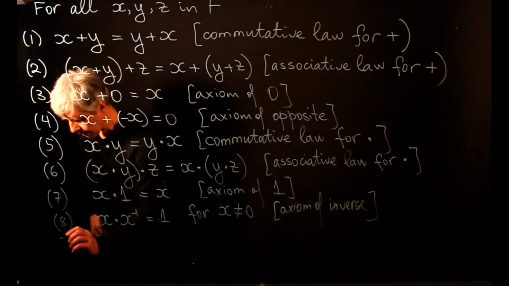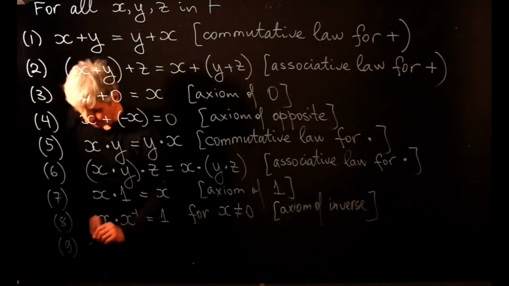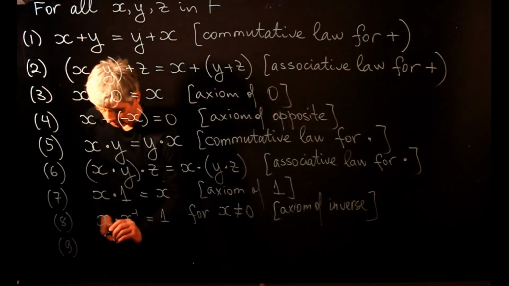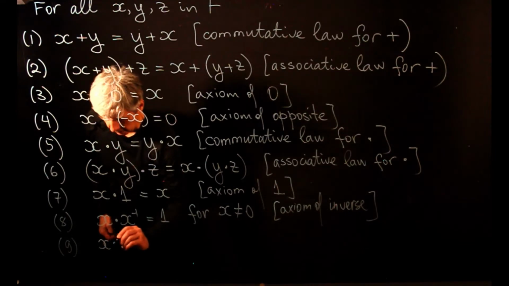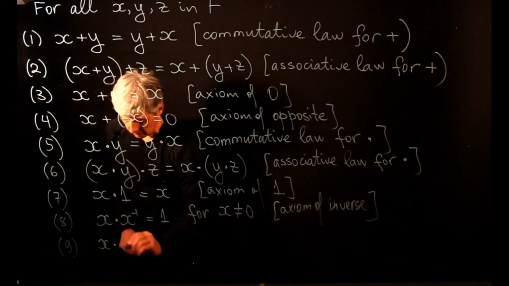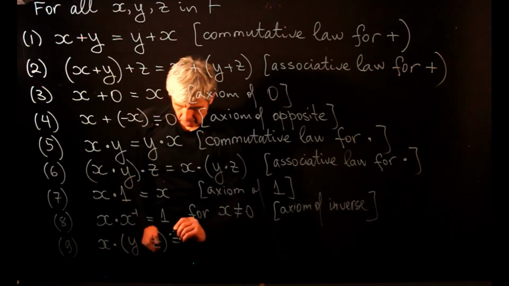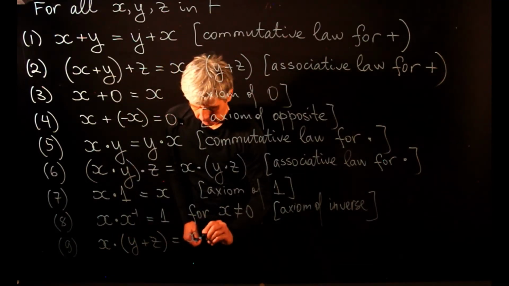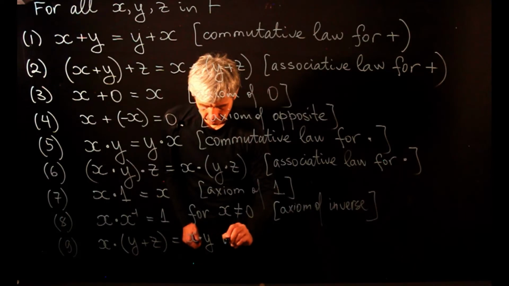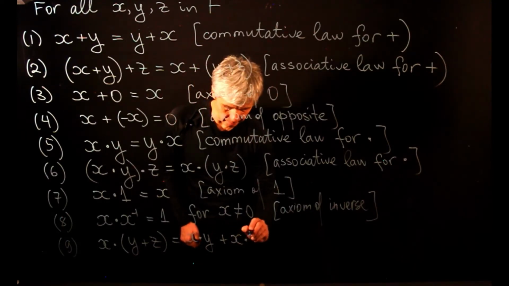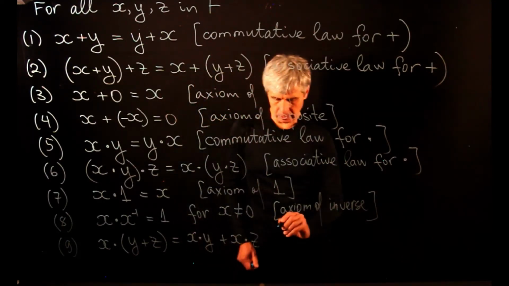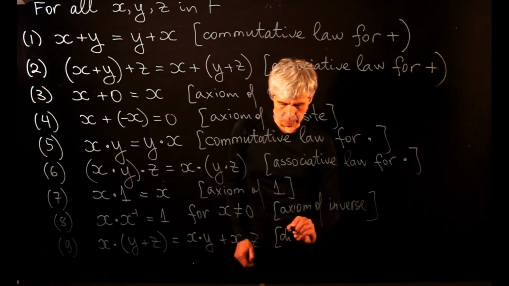And the last axiom ties together addition and multiplication. So it says x times (y plus z) is equal to x times y plus x times z. So this is called the distributive law.